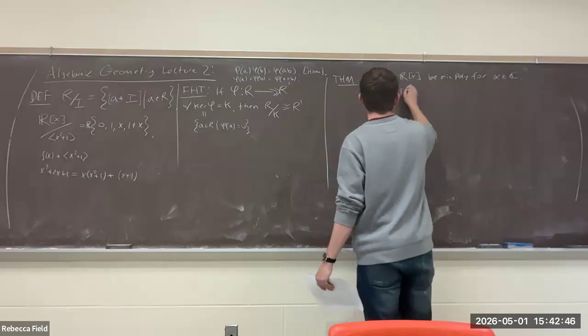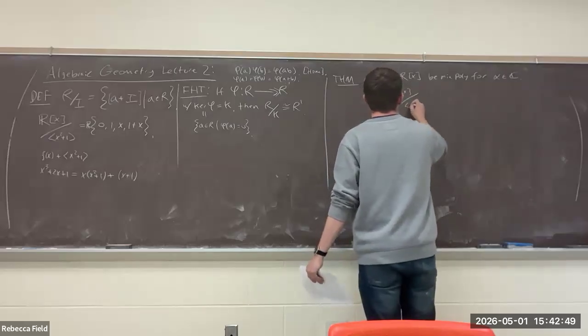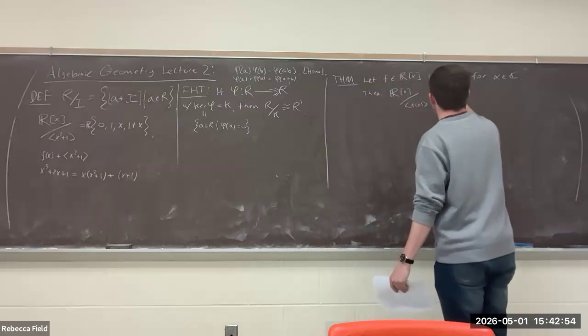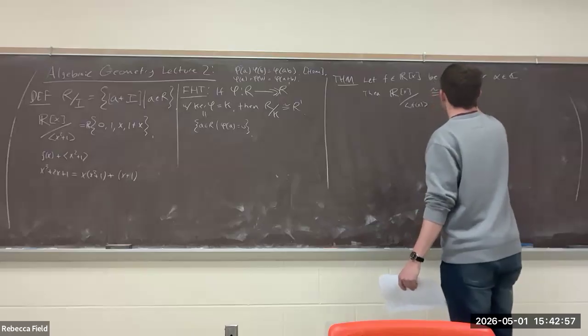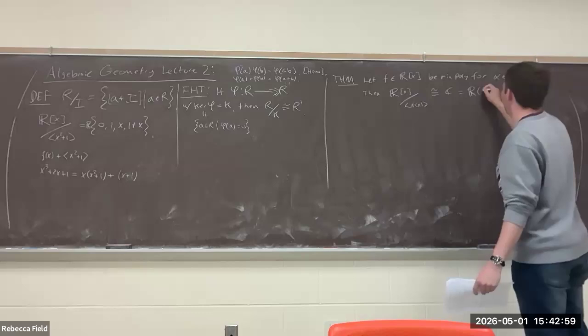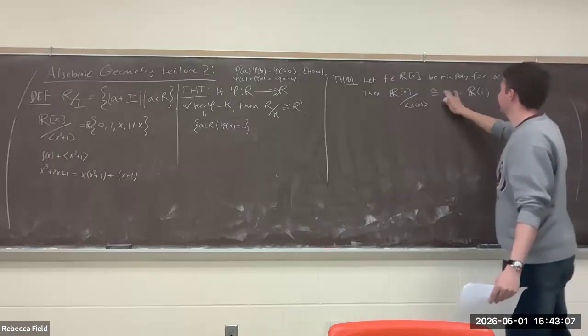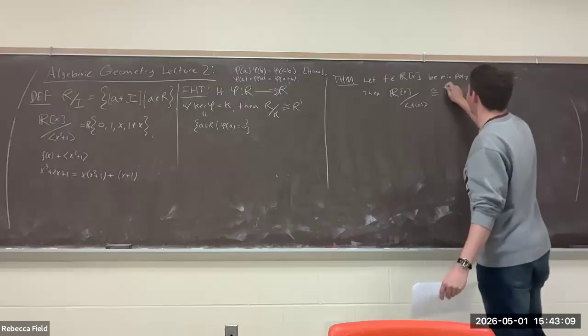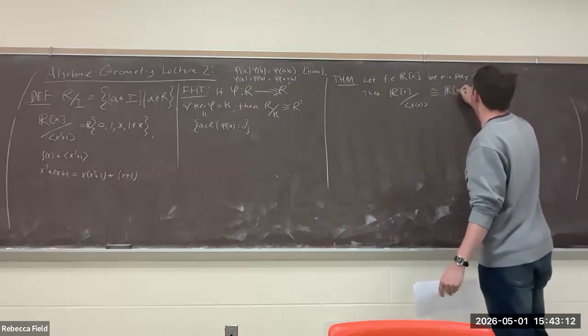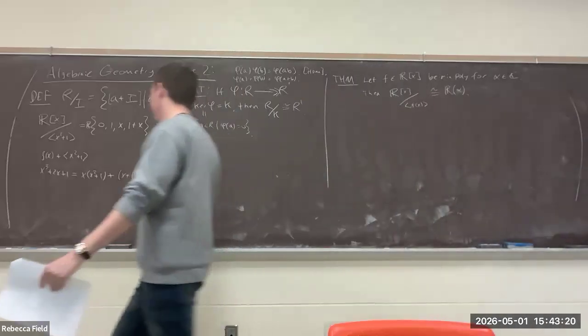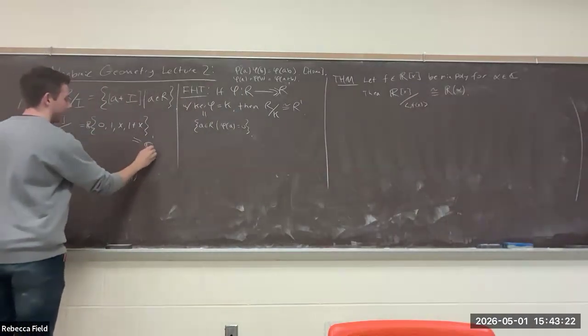Then R of x mod f of x is isomorphic to R adjoint alpha, the fraction field of R adjoint alpha. Sorry, I was jumping the gun. And the gun that I was jumping is that this is really C.